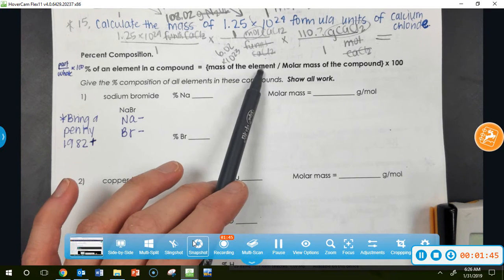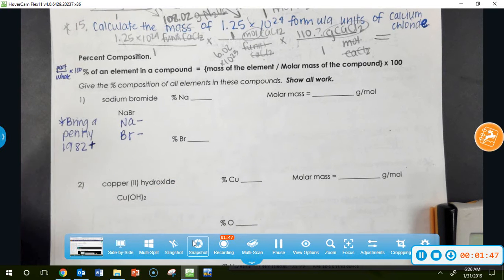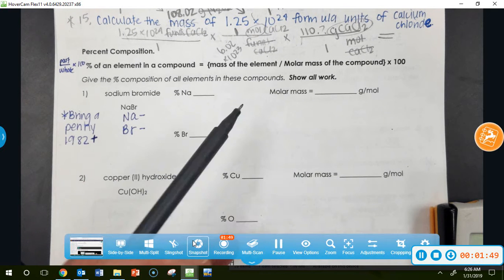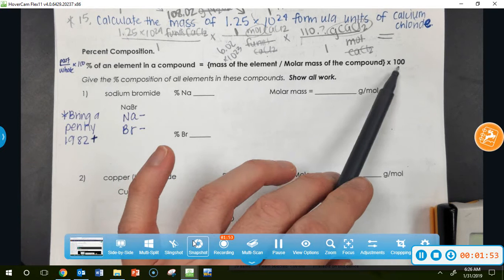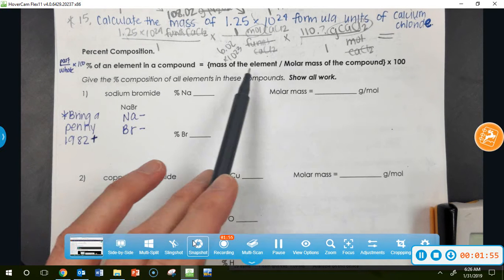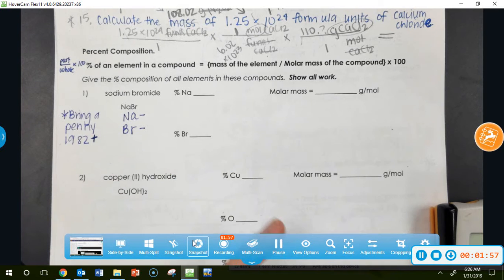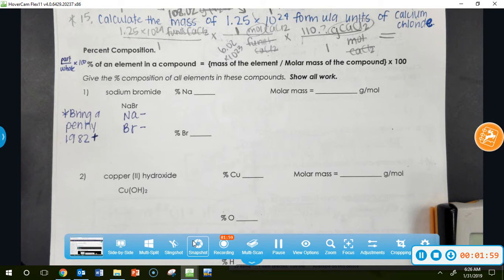The mass of each element, right? Whether you have one element or 6 elements, you add them all up, divide it by the whole mass of the compound, the molar mass, and then you always want to multiply by 100 because this is going to give you a decimal and you want it in percents. So let's just jump into some practice problems. That's how you're going to learn this.